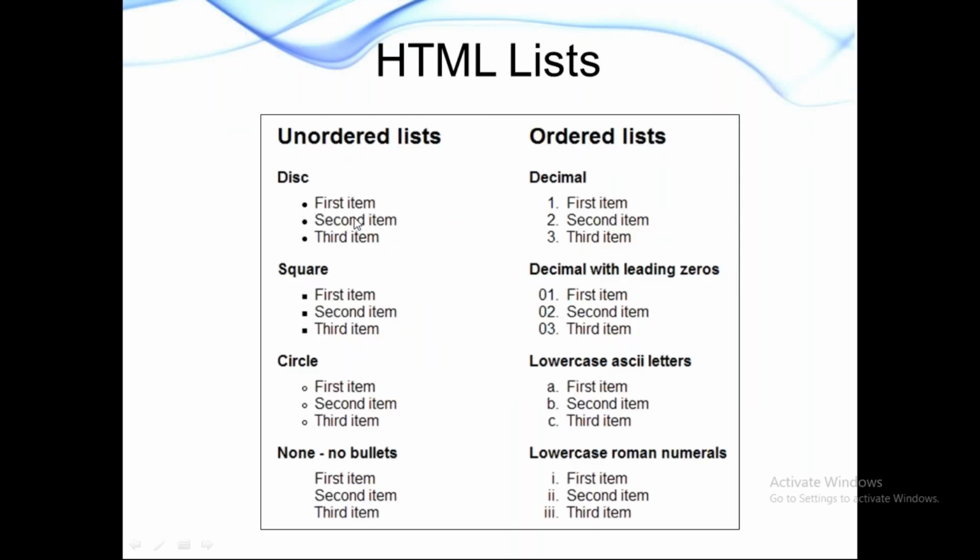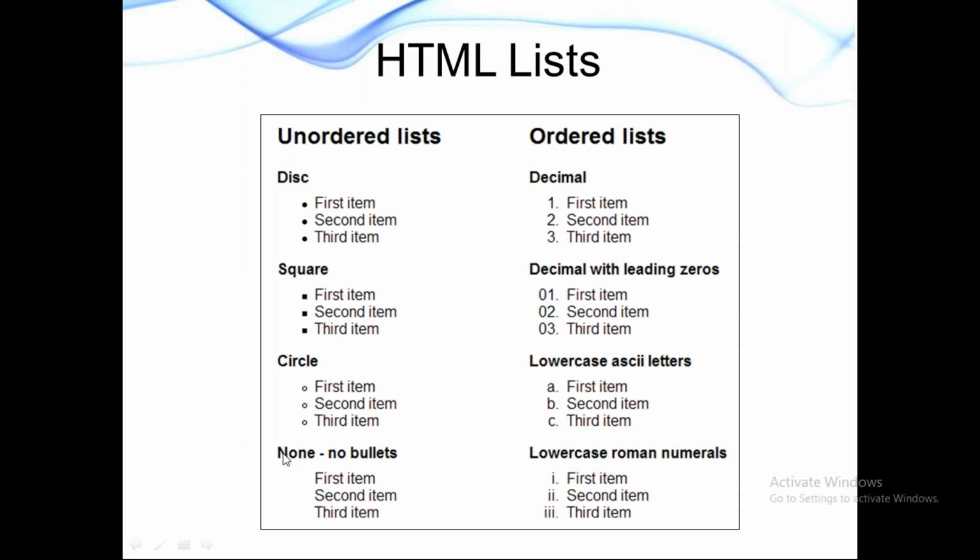For unordered list, you'll have bullets for all the list items. For ordered list, you'll be having numbers, and you can style the numbers in different ways. You can have the number with a leading zero, or instead of numeric digits, you can display ASCII letters. Or you can have Roman numerals, lowercase alphabets, uppercase alphabets, then lowercase Roman numerals, uppercase. You have a lot of choices available for the ordered list.